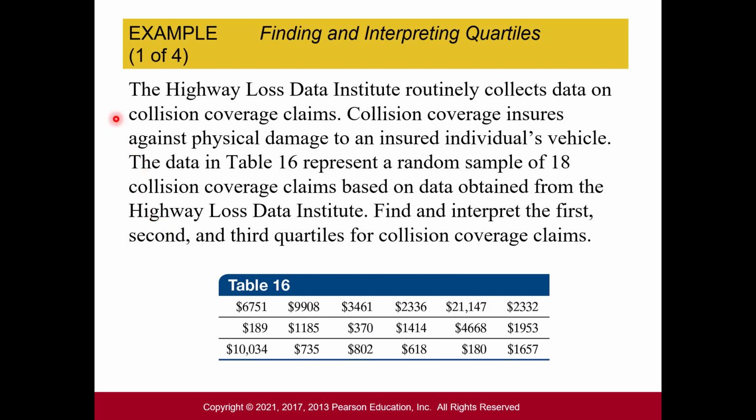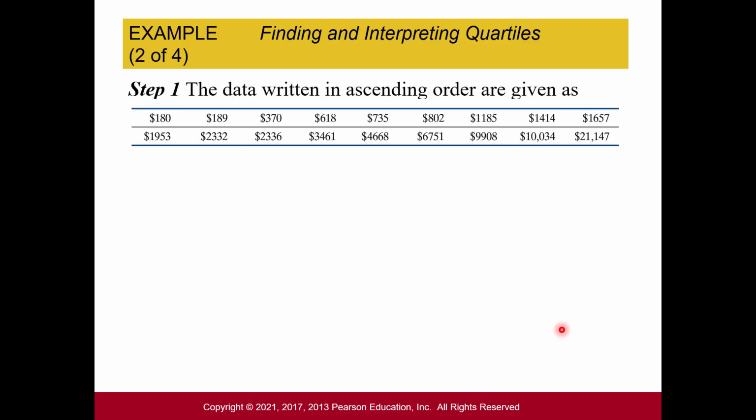So taking a look at this example, the Highway Loss Data Institute routinely collects data on collision coverage claims. Collision coverage insures against physical damage to an insured individual's vehicle. This table represents a random sample of 18 collision coverage claims based on data obtained from the Institute. We want to find and interpret the first, second, and third quartiles for collision coverage claims. Okay, so we're going to arrange this data in ascending order. That will be our first step.